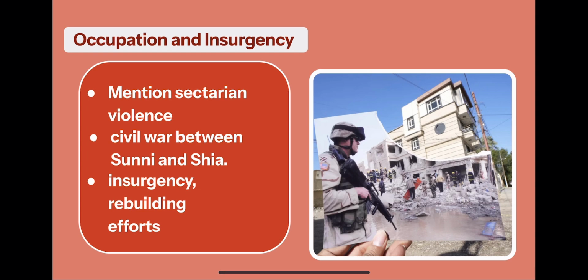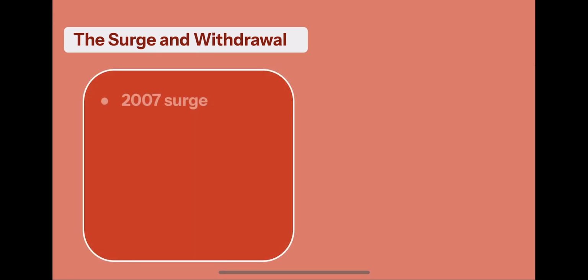On top of that, an insurgency began targeting U.S. troops and any rebuilding efforts. The U.S. tried to support new political institutions and train security forces, but it was a long, dangerous process.